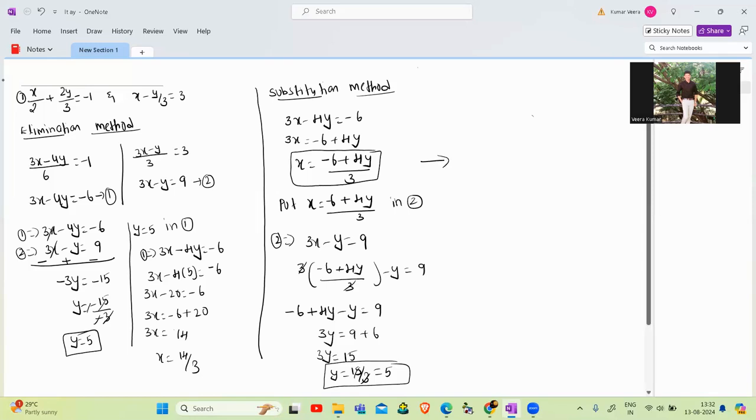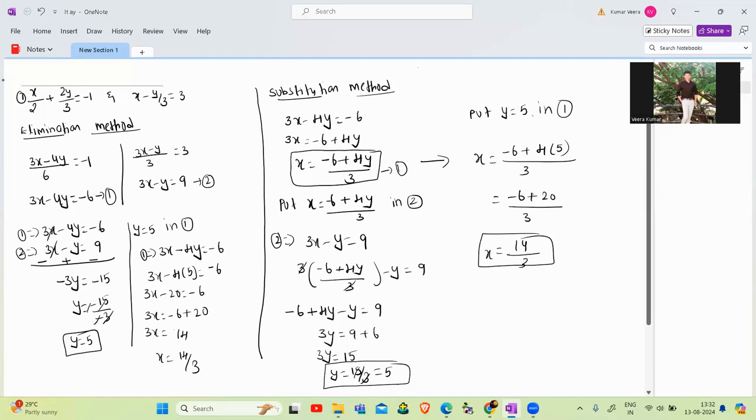Now you substitute in this equation. So x is equal to minus 6 plus 4 into y, which is 5, divided by 3. You can write: put y is equal to 5 in the first equation, because this is our first equation here. 4 fives are 20, and 20 minus 6 is 14, by 3. So in both the methods you have x is equal to 14 by 3 and y is equal to 5. That is the way you should substitute in the elimination and substitution methods.